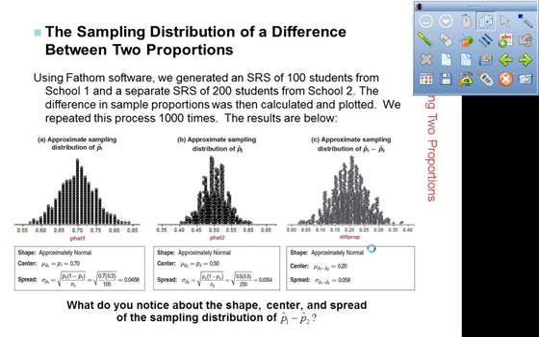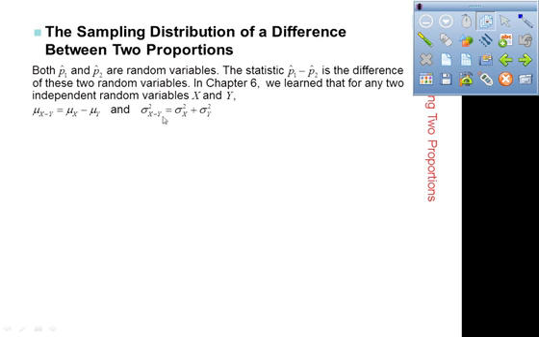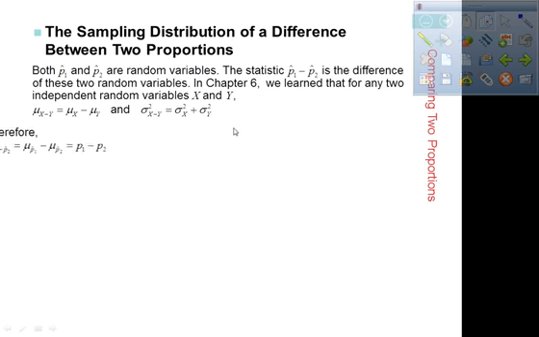That's why this is changing here, and they show you that. Both p hat of 1 and p hat of 2 are random variables. The statistic p hat of 1 minus p hat of 2 is the difference between the two random variables. In Chapter 6, we learned that for any two random variables, x and y, we could just straight subtract their means. Okay, this is the variance. So the variance is just squaring the standard deviations and adding them. To get the standard deviation, you're going to have to take the square root of that. All right?